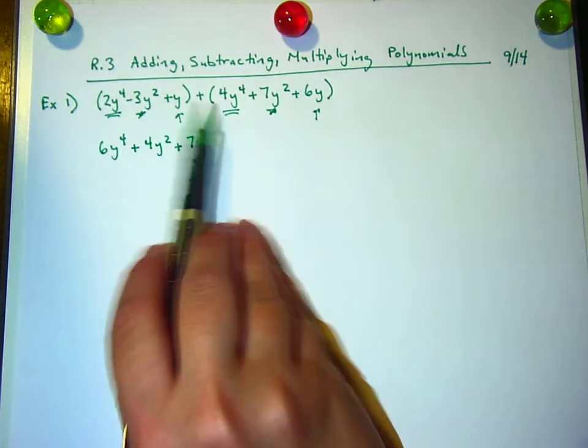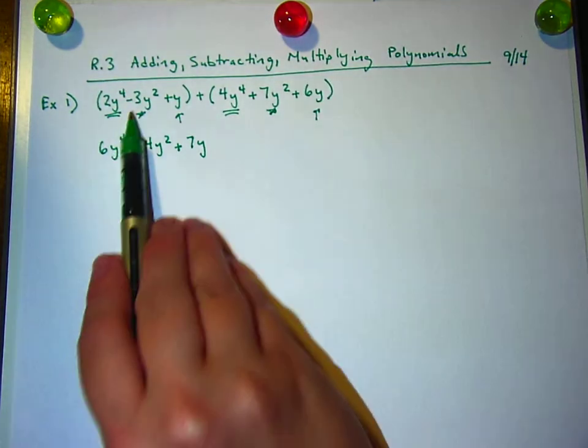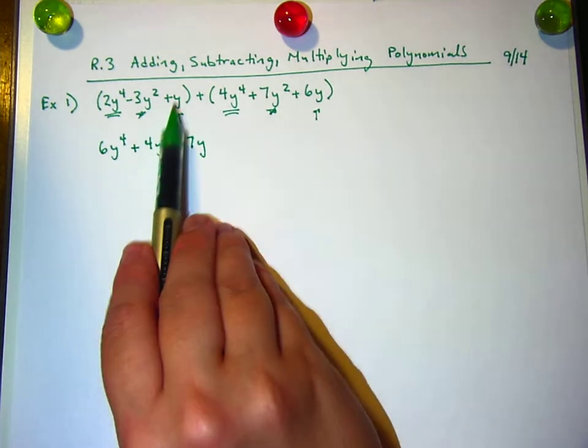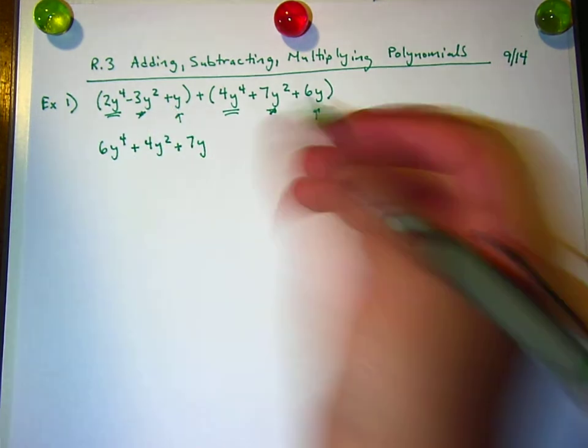So 2 plus 4 is 6y to the 4th. Negative 3 and 7 is 4y squared. And then this is a 1y plus 6y is 7y.